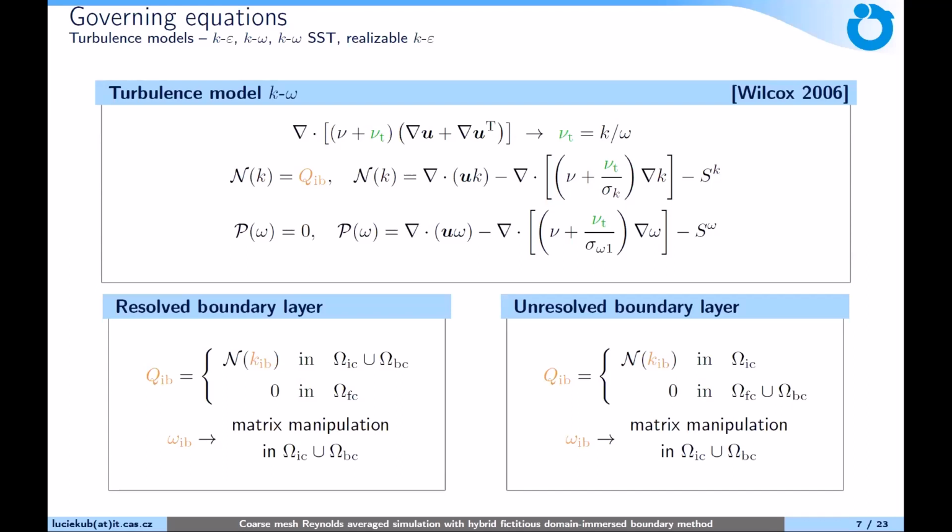Then the equation for conservation of specific dissipation omega, we did not modify this equation, but instead we used some matrix manipulation to enforce the immersed values inside our solid body. And you may notice that when the boundary layer is resolved, only the omega immersed values are important.